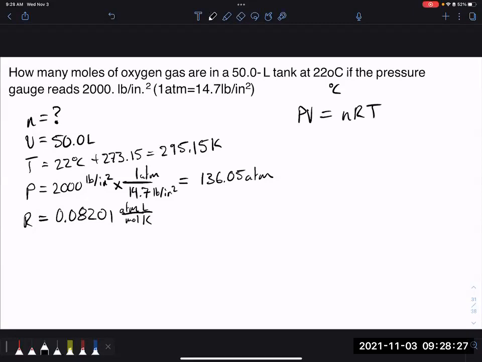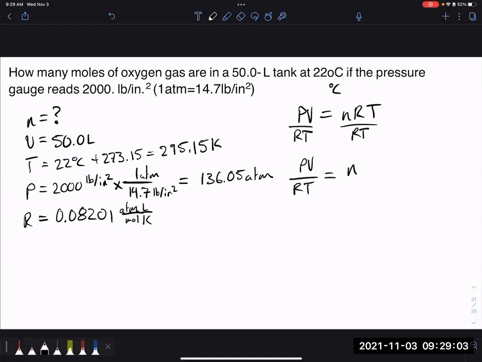If you are comfortable with the algebra, you can always solve this for what you're looking for ahead of time. We don't need to plug the numbers into it like this. We can rearrange this because we can treat these variables, well, we can treat them like variables. So we want to solve for n. So we can divide both sides by RT, and that'll move the RT over to the other side. So we'll get PV over RT equals n.